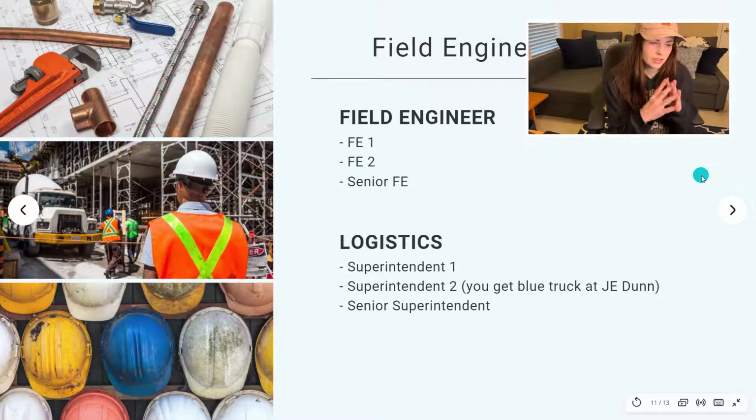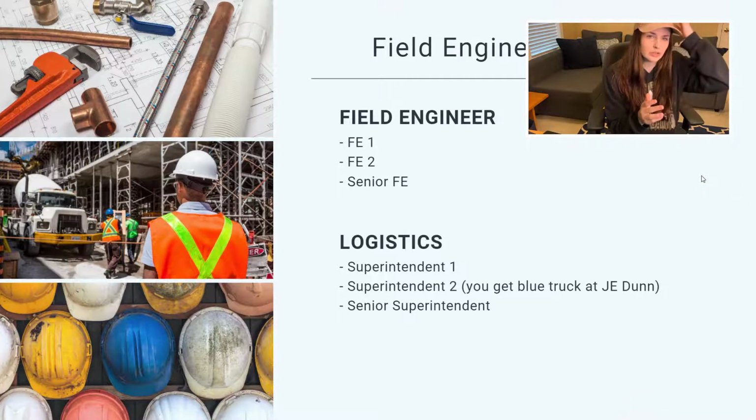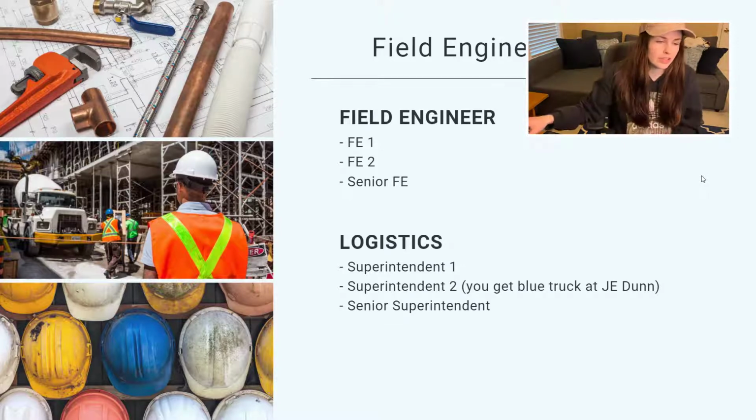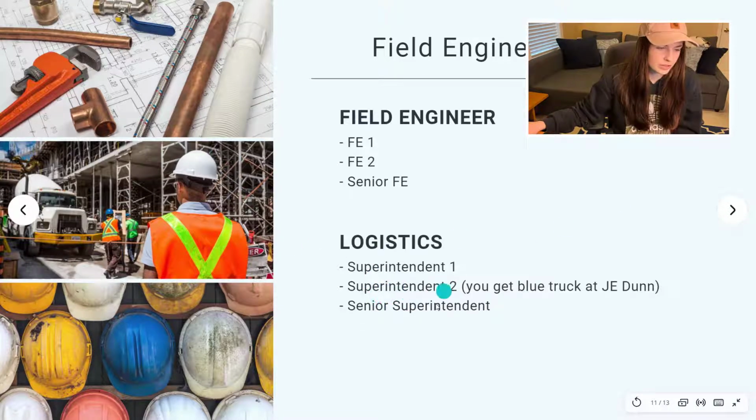So field engineering. This is specific to my company, but I think it's across the board. The numbers might change, but you start off as an FE1 or FE, or at some companies you start off as FE2 and it's reversed. But anyway, FE1 is the lowest, and then FE2, and then you hit senior FE. Once you hit senior, you get into superintendent 1, superintendent 2, and then senior superintendent. I put the logistics here because they're more focused on logistics at this point. They're just assisting the superintendents with whatever they need.